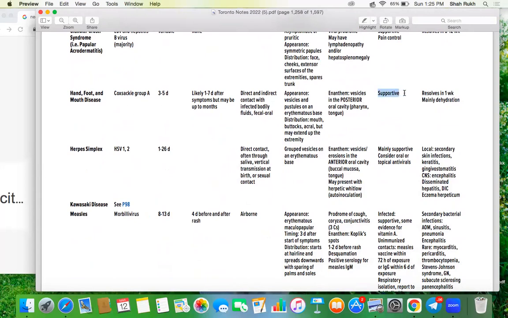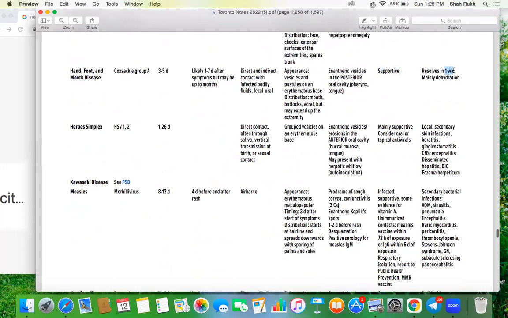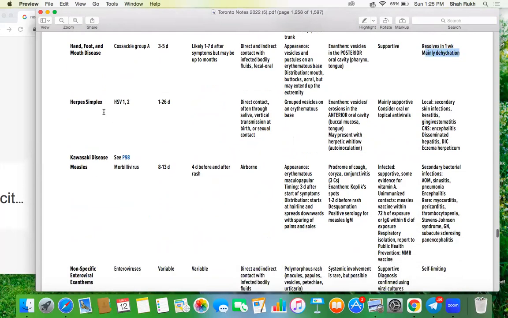The treatment is basically supportive and resolves in 1 week. And what are you going to counsel about? Dehydration. Then comes the herpes simplex. It is a very painful one. So direct contact can cause it. Then grouped vesicles on the erythematous base. So it is different from hand, foot, and mouth, which is basically anterior, and this is basically posterior.